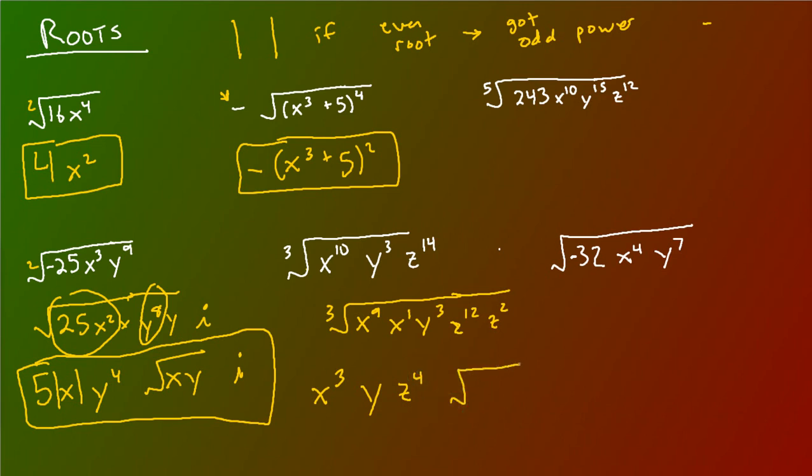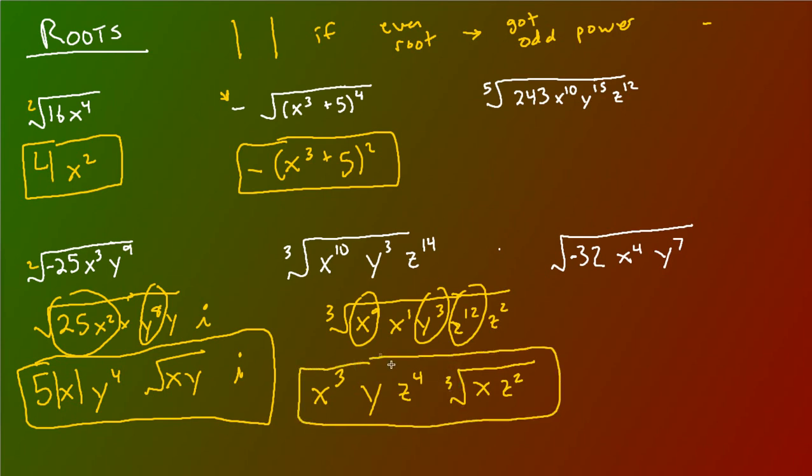And now I need to think, well, what is left on the inside? Well, I did this. I did this. I did this. So that leaves x z squared. And I need to remember this as a cube root. When we do odd roots, we don't need to worry about our absolute value. So I have a negative right here.